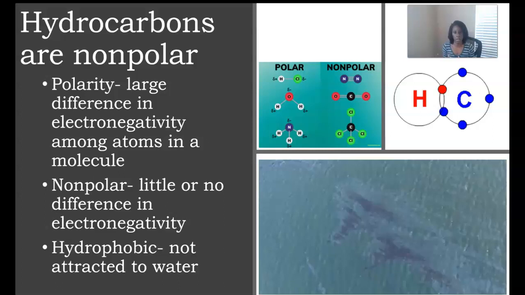All right, now let's jump back to those hydrocarbons for a quick second. Remember, hydrocarbons are the compounds that are going to have just hydrogen and carbon. Now, all hydrocarbons are going to have two characteristics in common. One is that they're all nonpolar. So what does that mean?